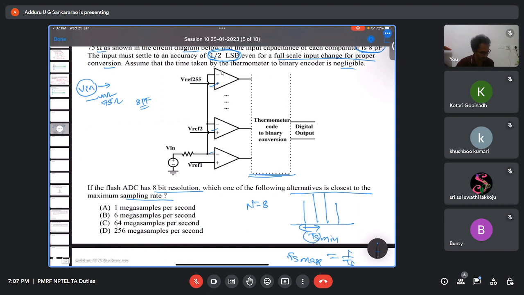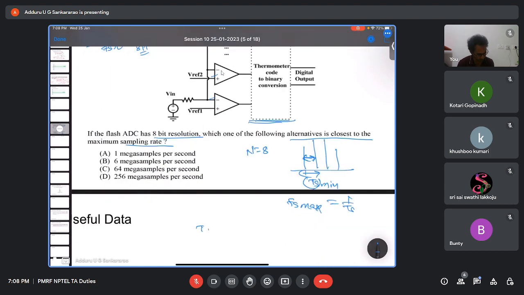First we need to find the time period between successive samples. That means we need to find the conversion time of the ADC. The sampling period should be greater than the conversion time of this ADC, and based on that we can find Fs is 1 by Ts. That's what they're asking.